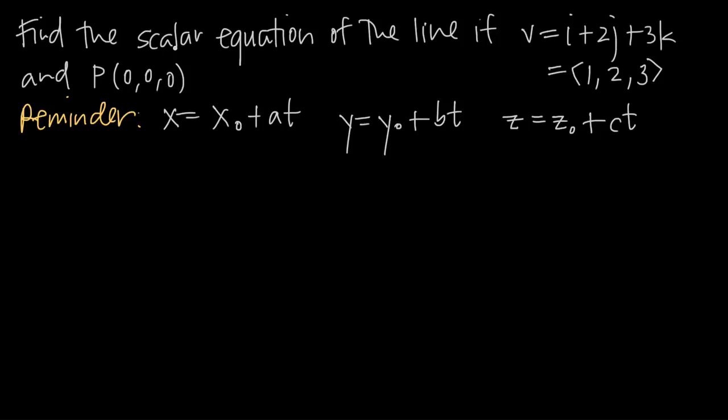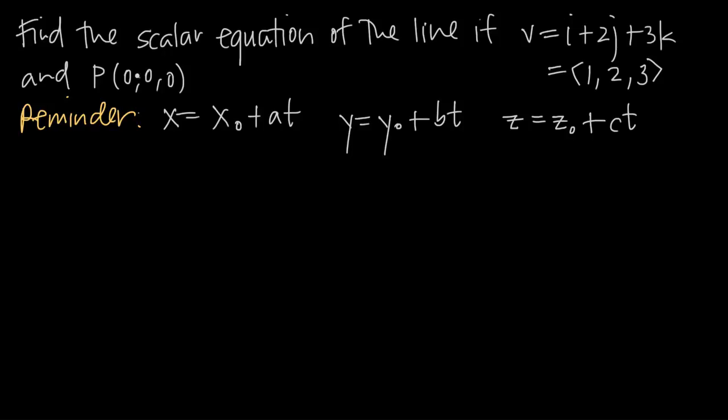Now when we're finding the scalar equation of a line, if we have these two pieces of information, then the solution is very easy, because to find the scalar equation we always use these formulas here: x equals x sub 0 plus at, y equals y sub 0 plus bt, and z equals z sub 0 plus ct. And what we need to know is that the values in this coordinate point here are x sub 0, y sub 0, and z sub 0.